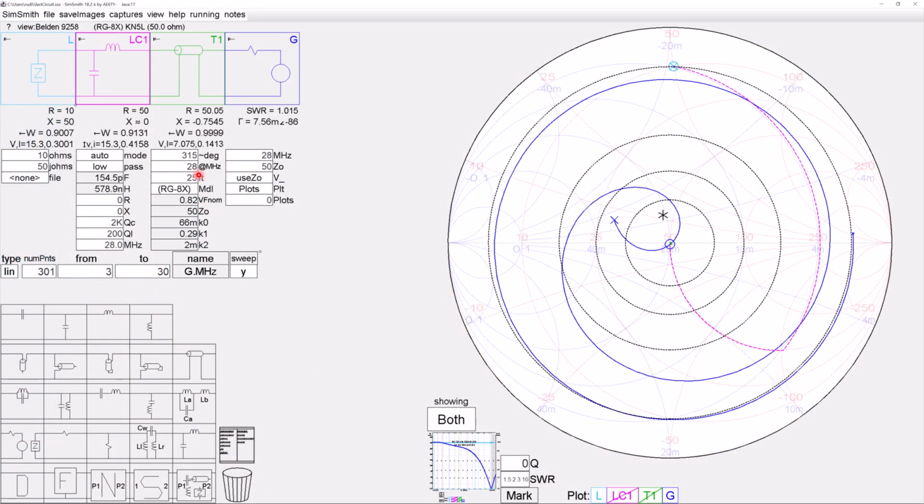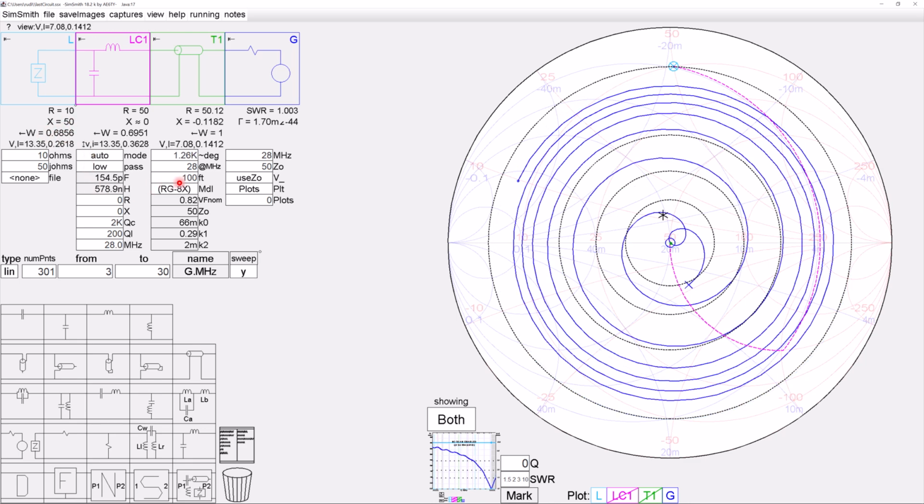So again, let's start off with 25 feet of RG8X. 10 j50 is our SWR of 10 load. We have our antenna tuner on the antenna end of the coax, and I'm down to 90% power, losing 10% of my power. If I go to 100 feet, then I'm down to 68, 69% of my power. And as you can see, I'm up here on the SWR 10 circle.